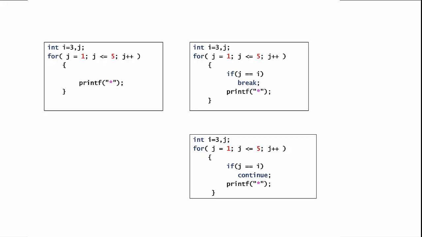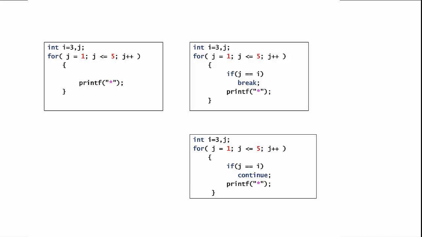So here, well, let me go back here. Here I have a few other examples to see what really happens. So in this example, I don't have any break or continue. So what do you expect to happen? It's a very straightforward for loop. So what do you think? How many stars would I get? It's very easy, right? How many stars would I get?